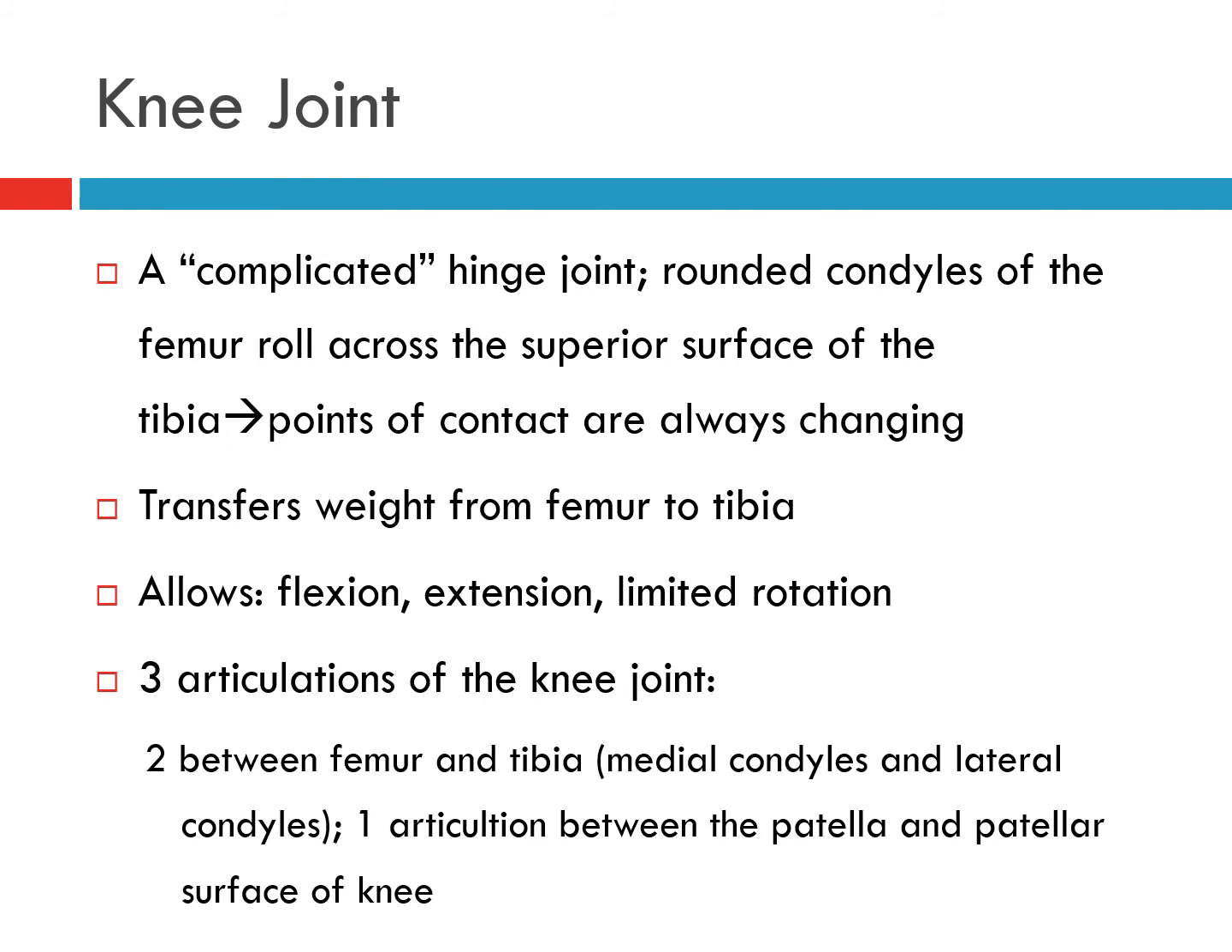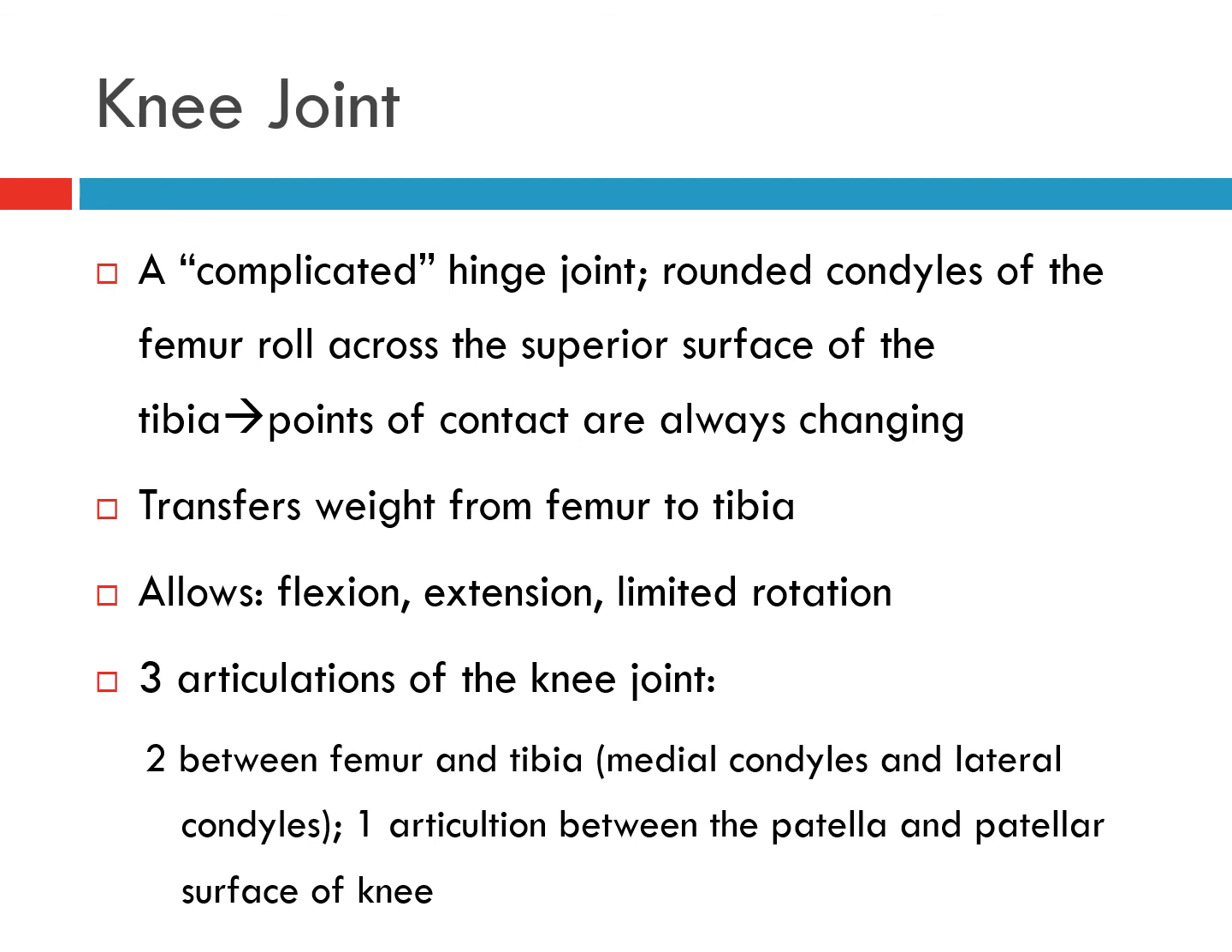Okay, on to the knee. The knee is what's called a complicated hinge joint. The elbow is an easy hinge joint because it just flexes and extends, and the bones wrap around one another to make that easy. In the knee, we have two rounded condyles rolling across a pretty flat surface on the top of the tibia, so there's not a lot of bony connection there. That's why it's complicated: the points of contact are always changing in the knee.